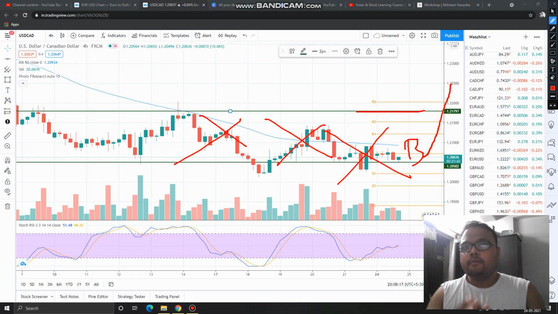Be a safe trader, be a good trader, and never ever compromise with trading discipline. Follow proper discipline and risk management, then only you can become a successful, consistently profitable trader. So as of now your duty is to observe the market, observe USDCAD. That's it. Hopefully you have understood.